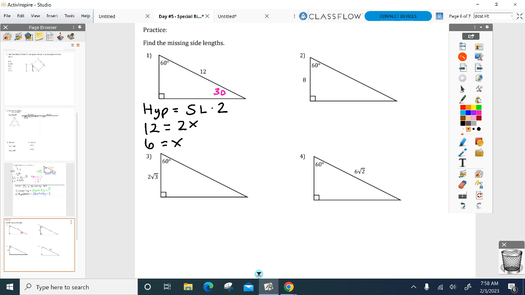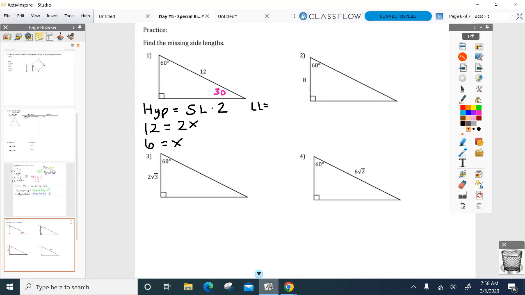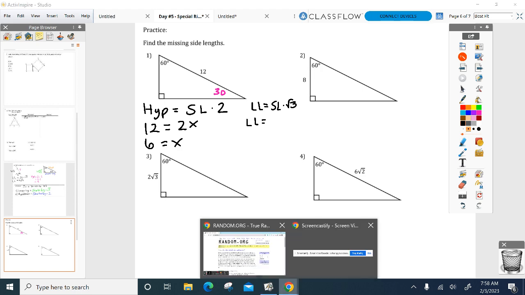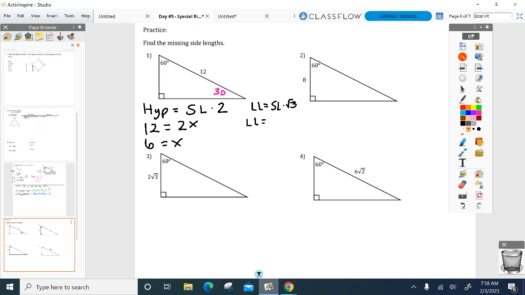Here it is, 6. That's fine. All right, how do I find the longer leg now? What do I need to do? Shorter leg times radical 3. Make sure it's radical 3. Radical 2 is for the 45, 45. All right, longer leg. Shorter leg was what? 6 times radical 3. And we're done. There's nothing you need to do there. There's no breaking that down.